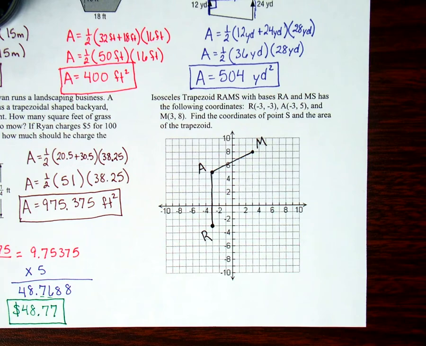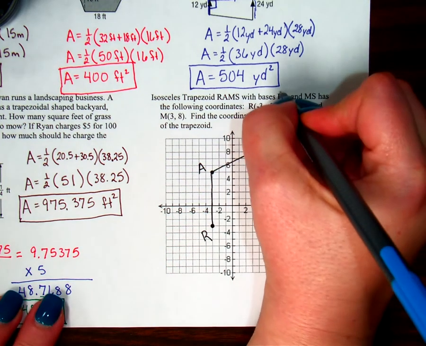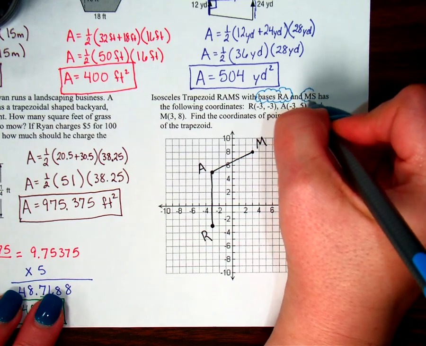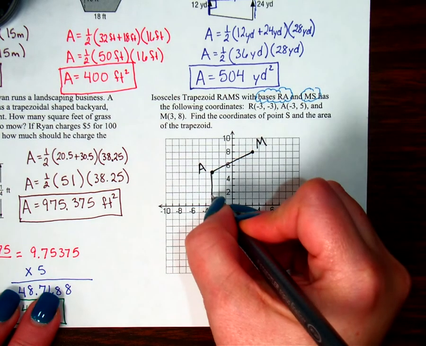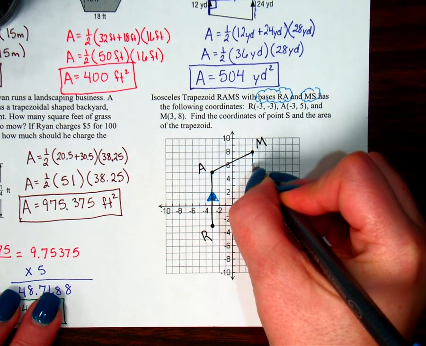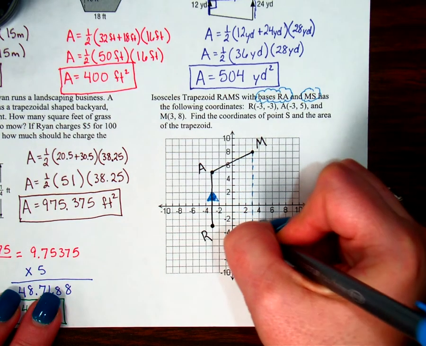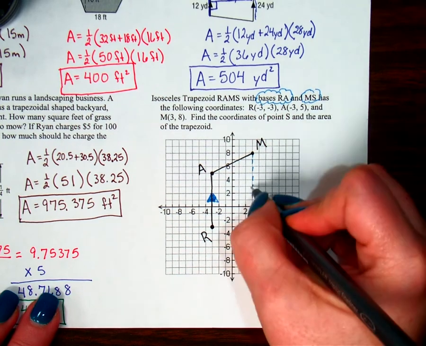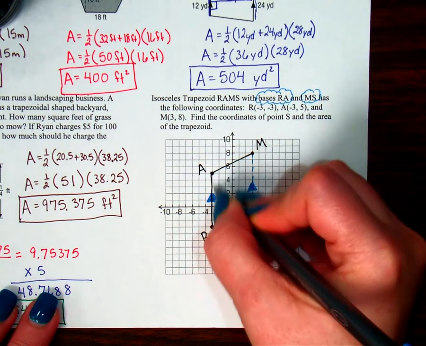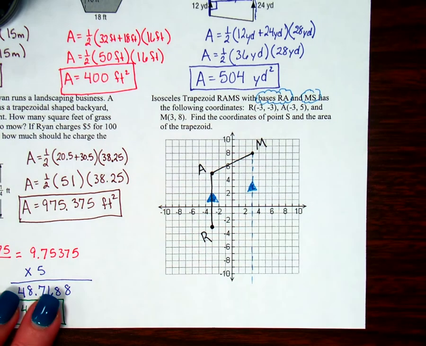Alright, so the first thing I'm going to do is figure out where my other point is going to be, and it's important that I read that my bases are RA and MS. So I know that RA and MS, wherever S ends up being, it's going to be somewhere along this line, because these have to be the parallel bases. So if this one's vertical, this one also has to be vertical.